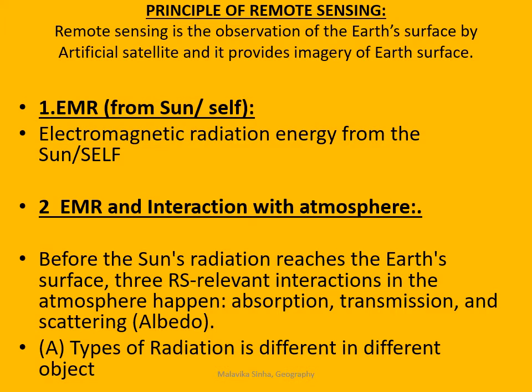It travels at the speed of light, and EMR interacts with the atmosphere, and 34% of EMR is reflected back to space as albedo. The rest of the EMR interacts with the Earth's surface and the Earth's atmosphere, and the Earth's surface and Earth materials interact with the EMR in the form of absorption, reflection, and transmission.